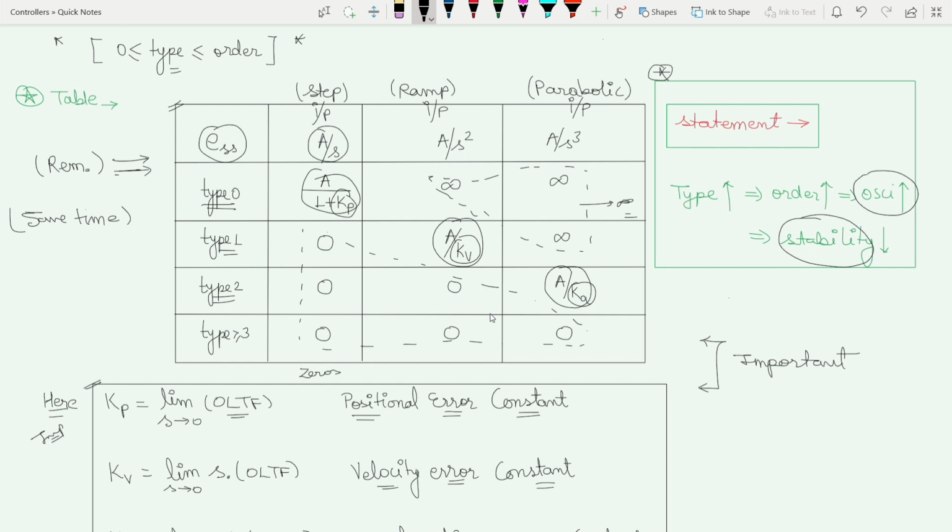You can see over here that the steady state error for a type 0 system for step input is 1 upon 1 plus Kp, which is finite, but for the ramp input it is reaching infinite. For type 1, for the ramp input it is some finite value, but for the parabolic input it is going infinite.